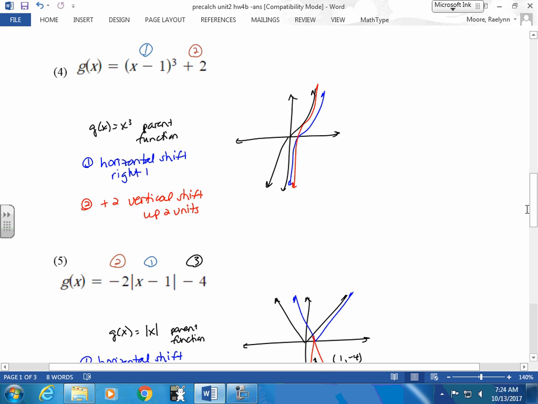Inside the parentheses, I have a horizontal shift. Does this affect my domain or my range again? Nope, I'm all real numbers. And then I have a vertical shift up 2.